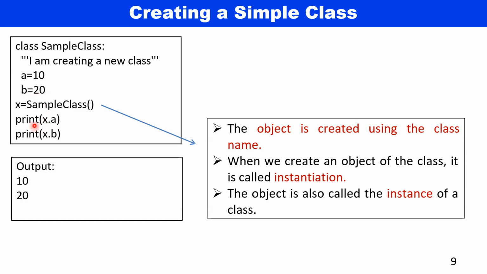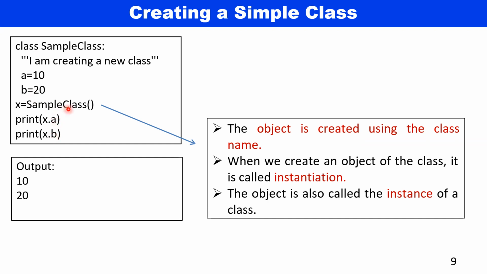So if we try to print the values of a and b that correspond to the object x, you have to use the dot operator. So print x dot a prints the attribute a of the object x. Similarly, print x dot b prints the attribute b of the object x.